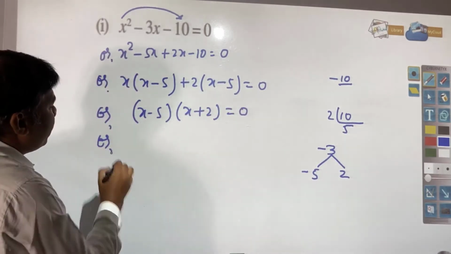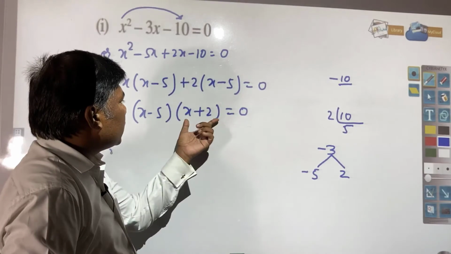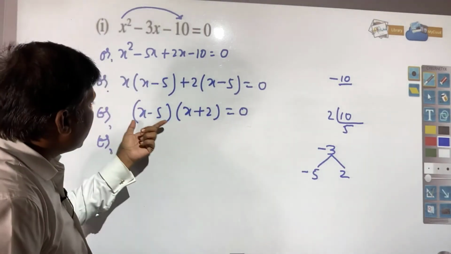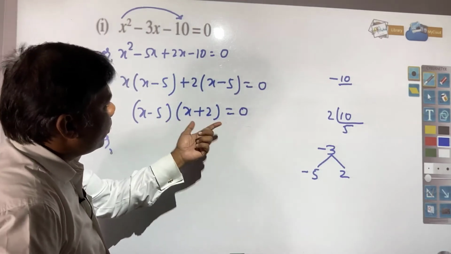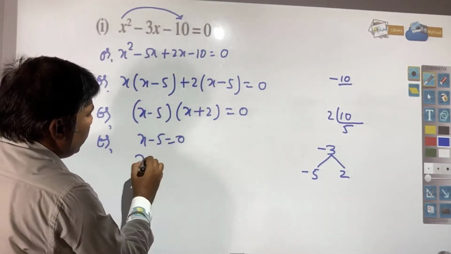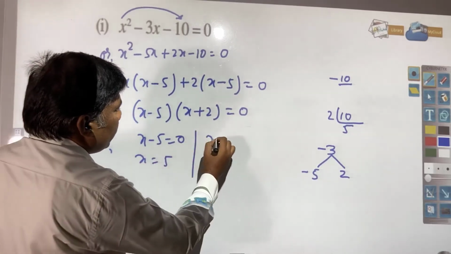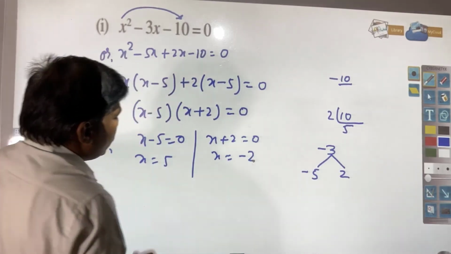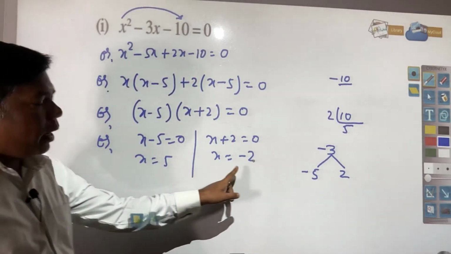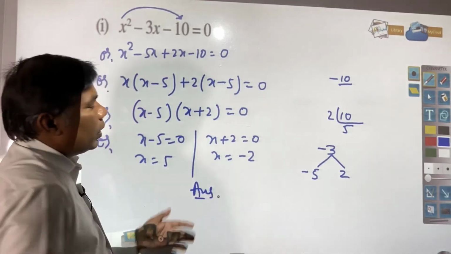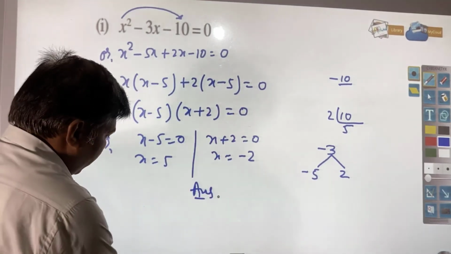If two factors are multiplied and the product is 0, it means either this term or this term will be 0. When this term is 0, x will be 5. When this term is 0, x will be minus 2. So x you have got 5 and minus 2, and this is your answer. So in this way this is required to be factorized.